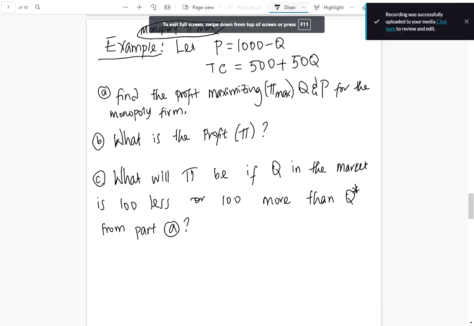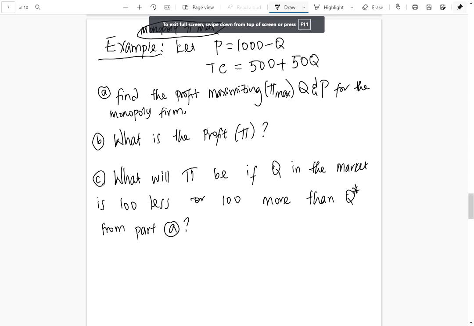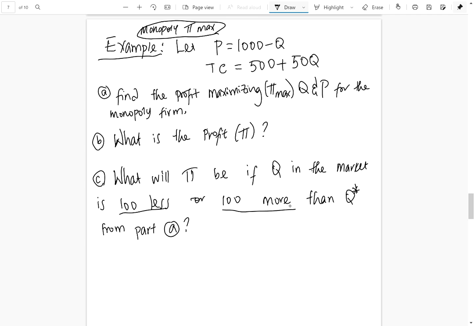All right, in this video, we're going to walk through an example to find the profit maximizing quantity and price for a monopoly firm. We're also going to find the profit, and compare that profit to what the profit would be for an output level that's different from Q star. One that's 100 units less, 100 units more.